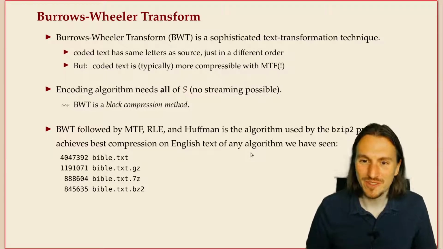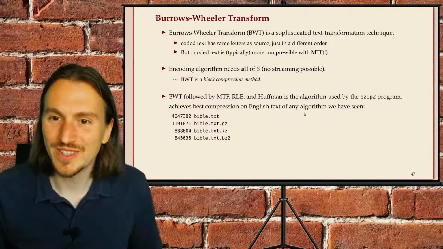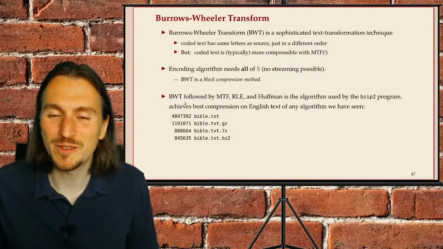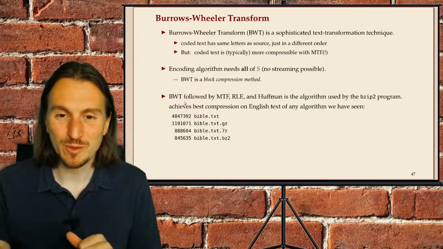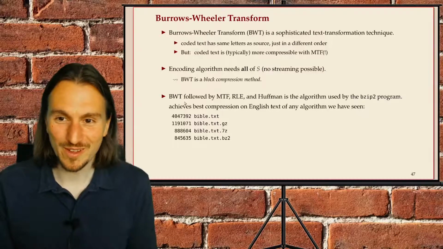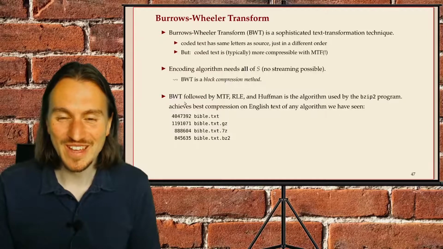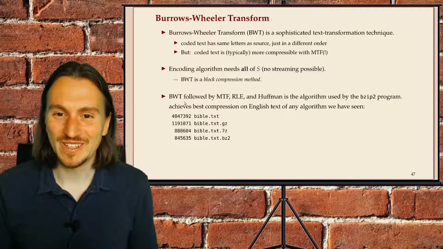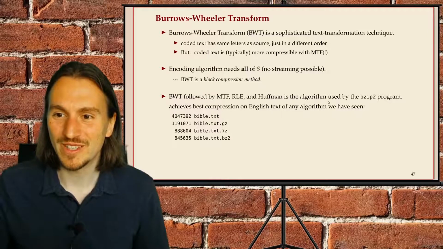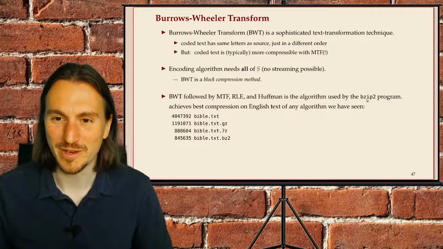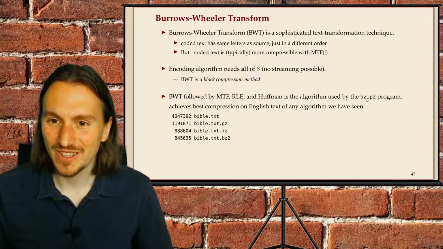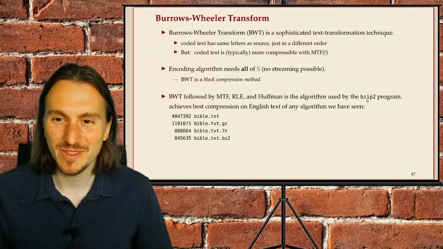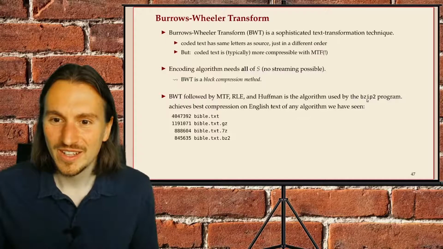And maybe what convinces you most is if you take the BWT, follow it by move to front, then run length encoding, and then Huffman at the end. That is at the core what is behind the bzip program. And that achieves the best compression we know for English text.